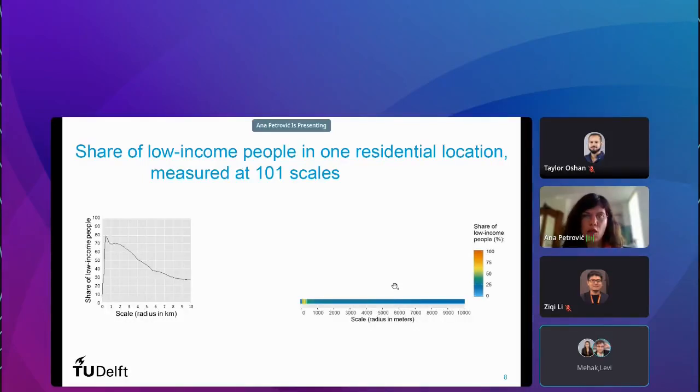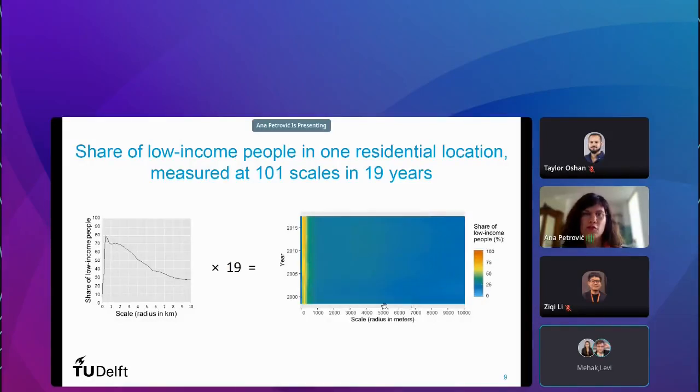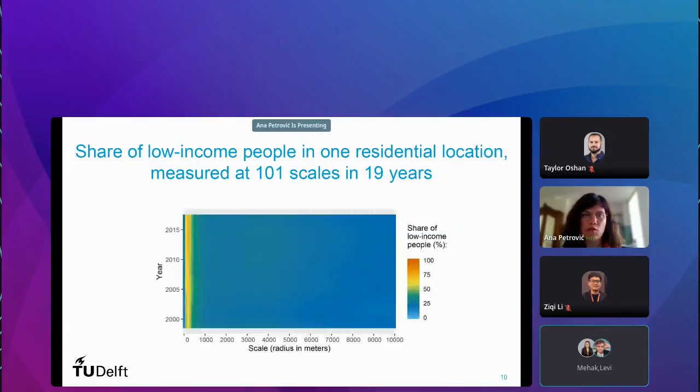If we then stay in the same neighborhood but look at the time dimension, we have one specific residential location in the Netherlands and what is going on over time. We get something like this, the whole history of how the share of low-income people develops over both spatial scale and time. So this is one neighborhood, one of these 600,000 small neighborhoods in the Netherlands.